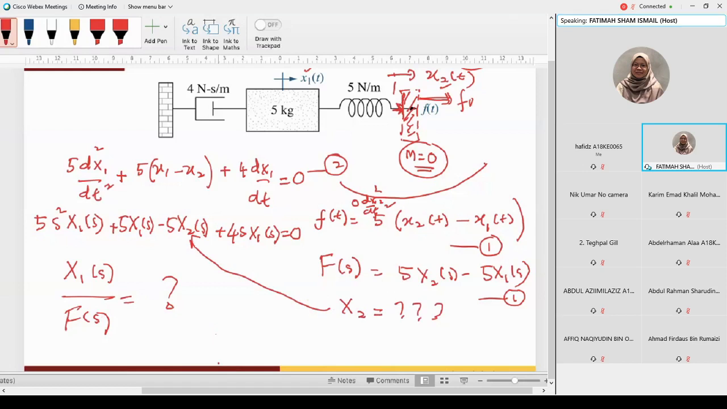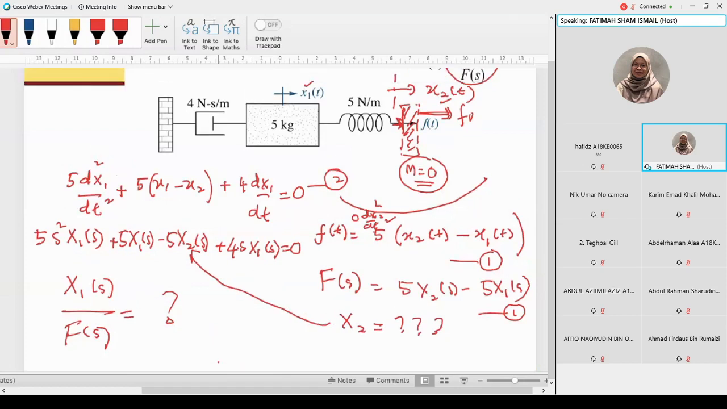So do practice doing this one. Practice substitution or practice using Cramer's rule. Sometimes it's much easier using Cramer's rule, so you can get the transfer function more easily. Okay, so you do it yourself here.